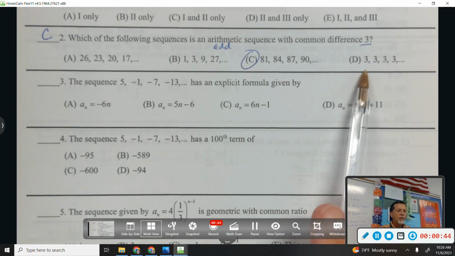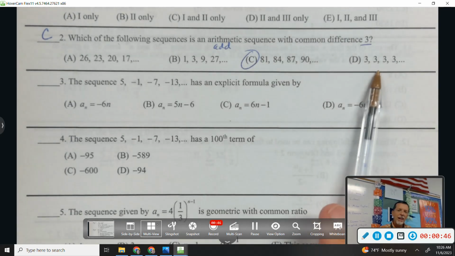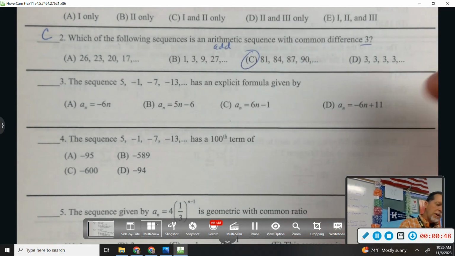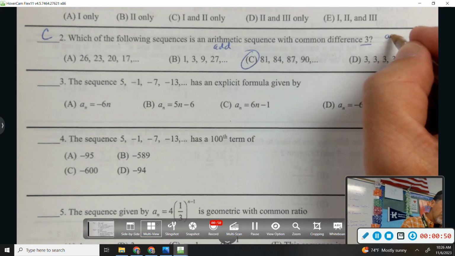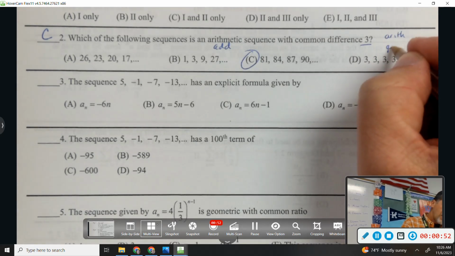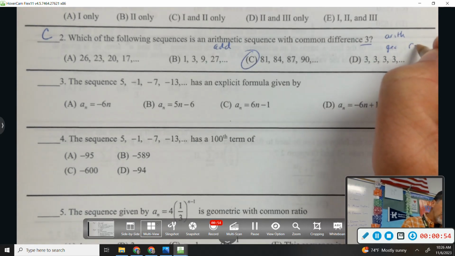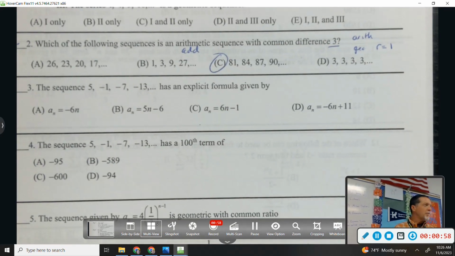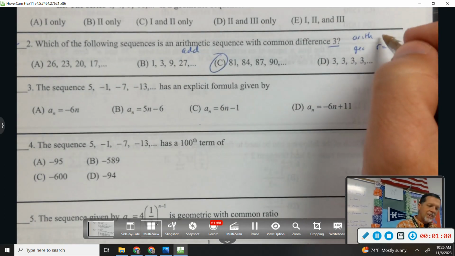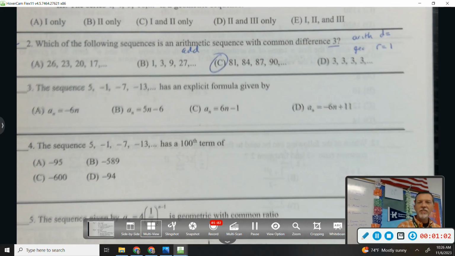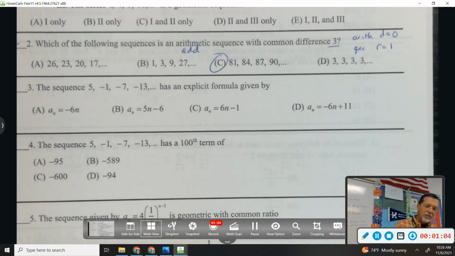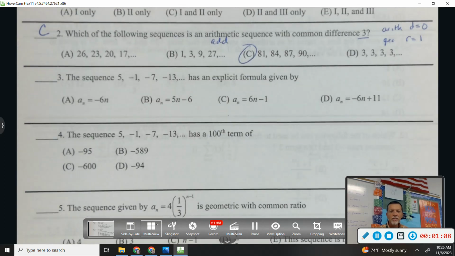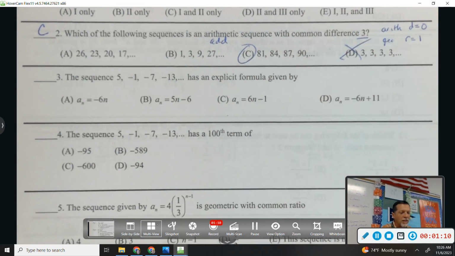By the way, question D, is that an arithmetic or a geometric sequence? If it's geometric, what's R? Anybody want to make the case that it's arithmetic? What's its common difference? 0. So you could argue that one's either one. That's just a side note of a weird, that's not this question, but.